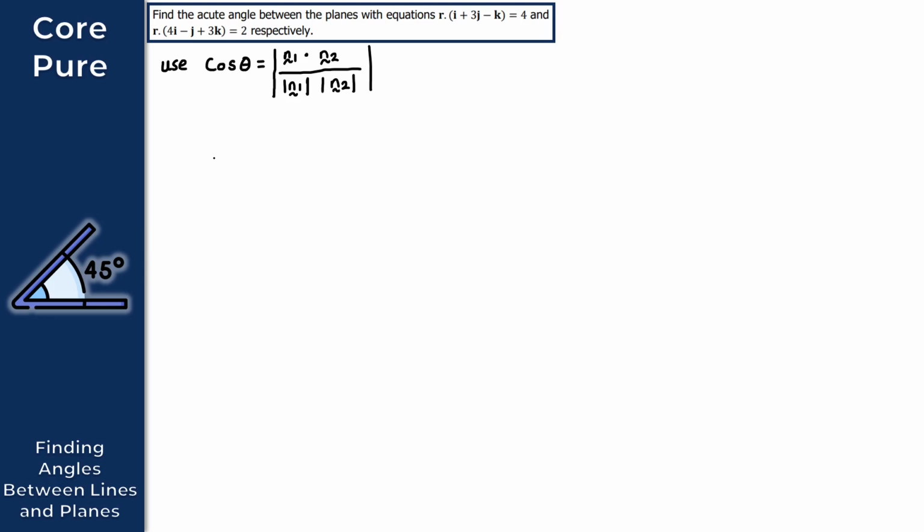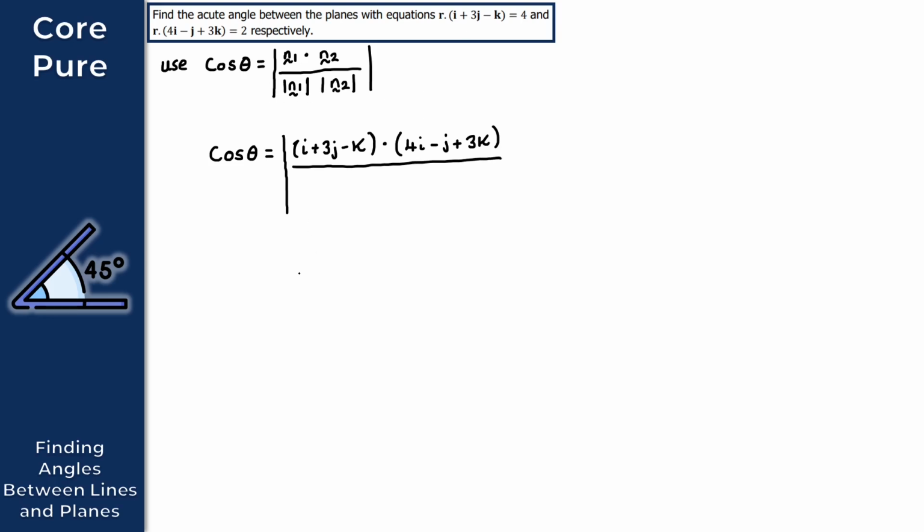So actually finding the angle between 2 planes is pretty straightforward, right? So cos theta, what would this give us here? We take the modulus of n1, which is i plus 3j minus k, and we dot this with n2, which is 4i minus j plus 3k. And this is all over the modulus of n1.